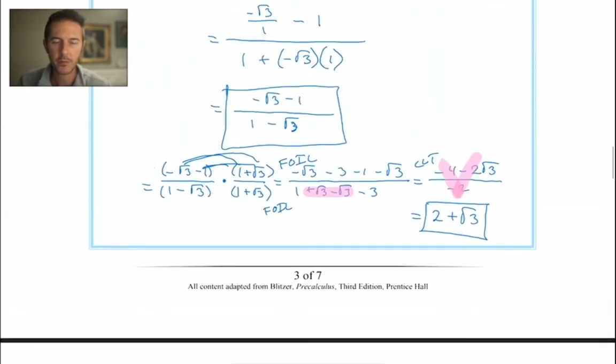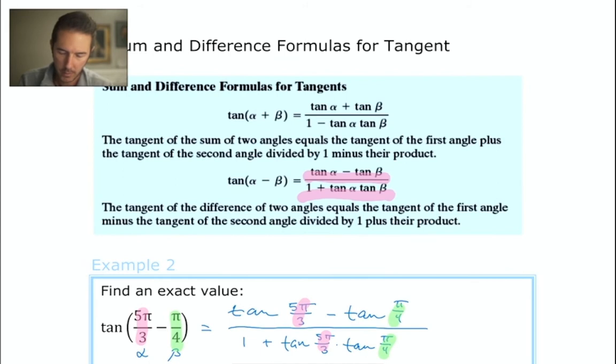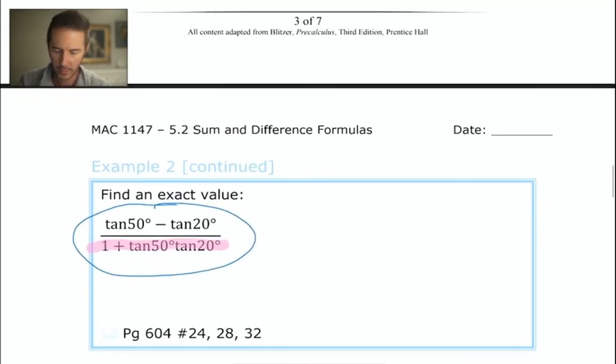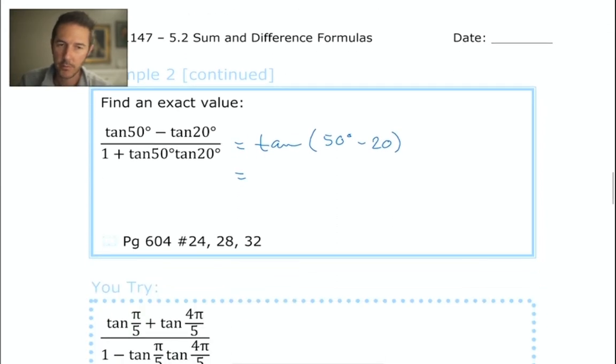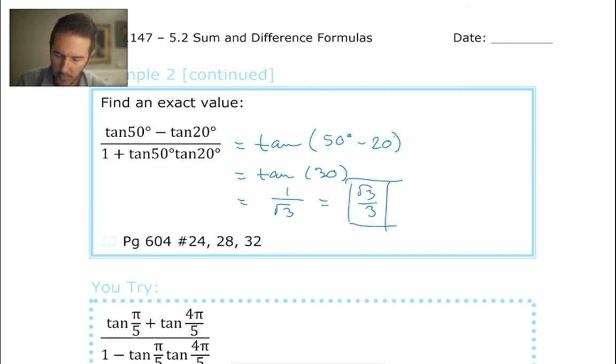And once we've matched up those pieces, we can take our alpha and beta of 50 and 20, plug them into here, and write that the statement that we were given is equivalent to the tangent of 50 minus 20, which is equal to the tangent of 30, and the tangent of 30 degrees is 1 over the square root of 3, which is equivalent to root 3 over 3, if you rationalize by multiplying by rad 3 over rad 3.